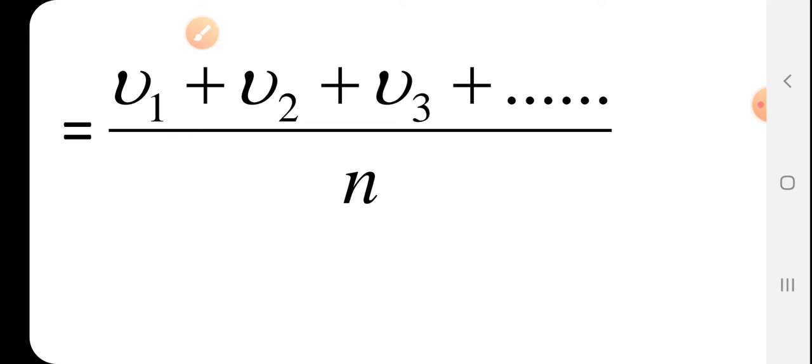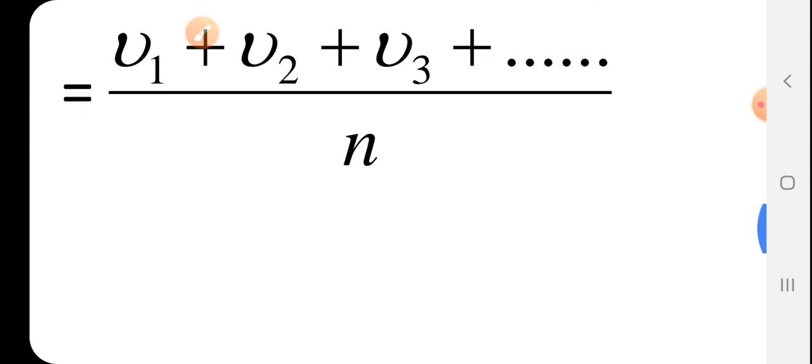For an example, a particle is moving with a speed 20 meter per second for 10 seconds and for the next 10 seconds it is moving with a speed 40 meter per second. For this example, we have to calculate directly, that is 40 plus 20 divided by 2, because two time intervals are given to you.